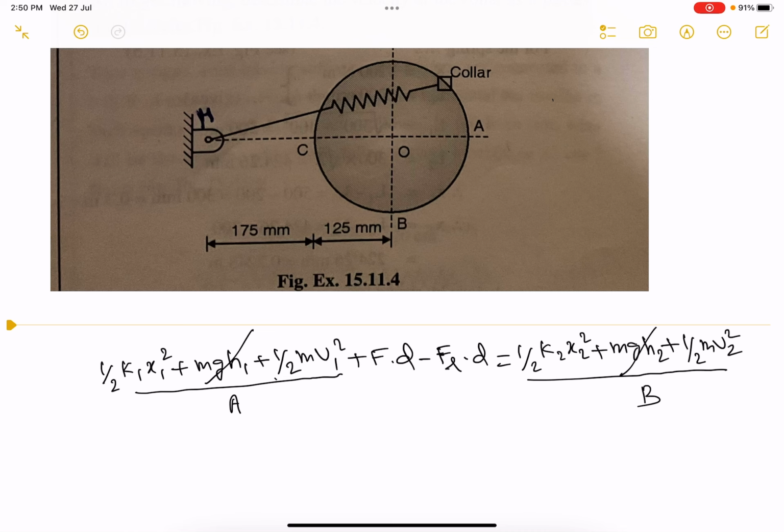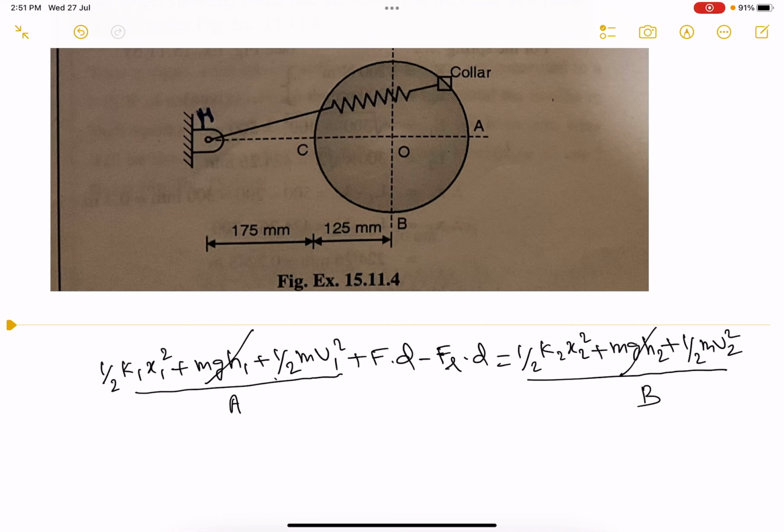Well, there is a spring. From the point H to the collar, that is the entire length of the spring. When the collar is at A, H to A is the entire length of the spring, and H to B is the entire length of the spring. So there is spring energy. We'll come to that. You also know that it starts from A.